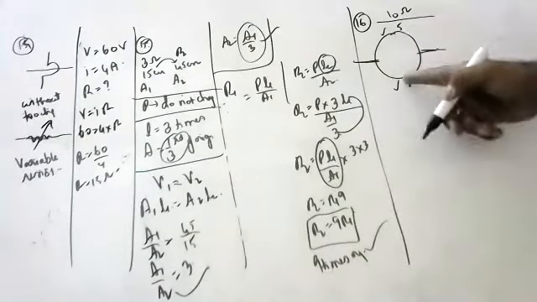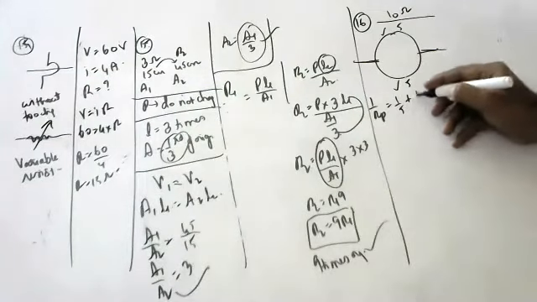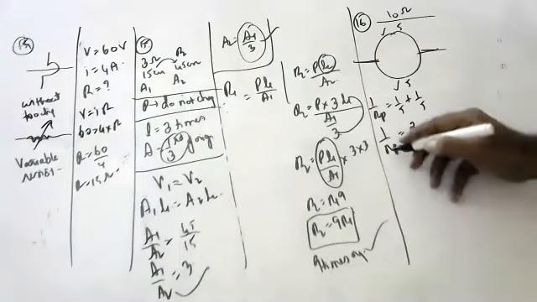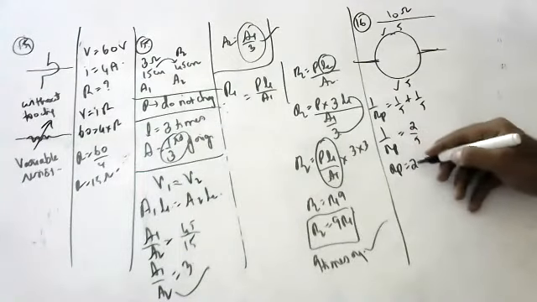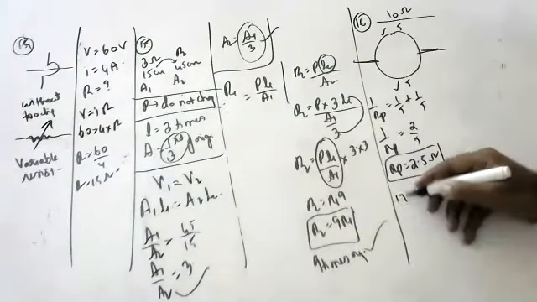5 and 5 are in parallel. So 1 by Rp is equal to 1 by 5 plus 1 by 5. 1 by Rp is equal to 2 by 5. Reversing, Rp is equal to 5 by 2, that is 2.5 ohms. Okay, children, hope you are able to understand.